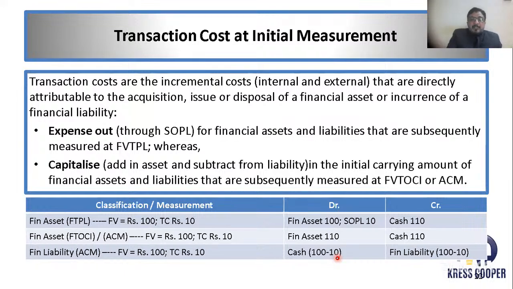So this is known as capitalization. The last 2 rows are capitalizing the transaction cost, and here we are expensing out the transaction cost when the financial instrument would be measured at fair value through profit or loss.